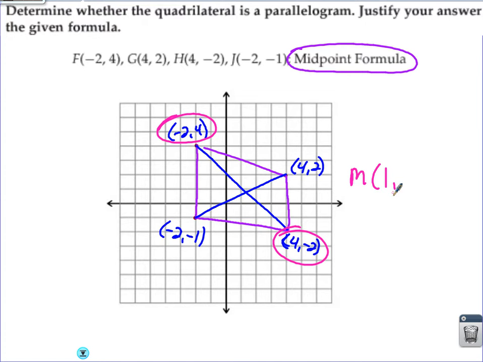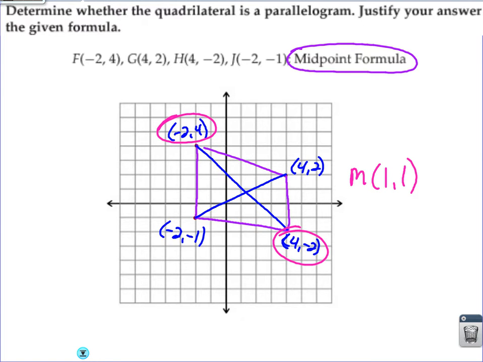Dylan, go ahead and do the second one. What's 4 and negative 2? Same thing, right? 4 and negative 2, also positive 2. Divide that by 2 and you get 1. So the midpoint of this one is 1, 1. But in order to be a parallelogram, it has to bisect each other. So let's do the other one now.